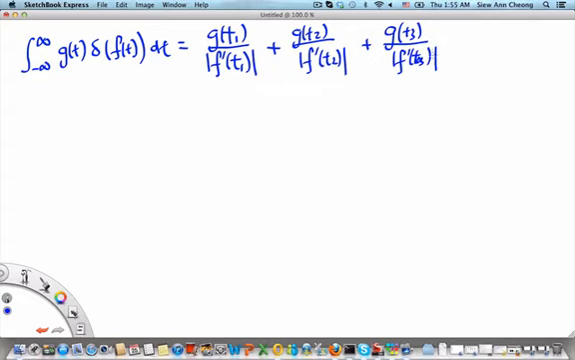So this is the final answer that we sought when an arbitrary function is integrated along with a Dirac delta function that has a functional argument.